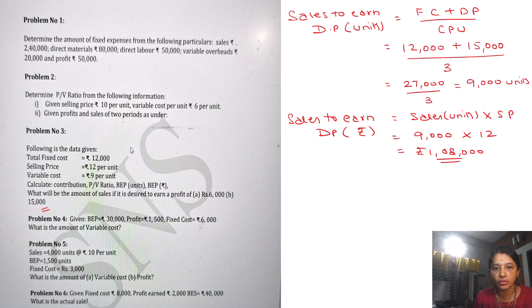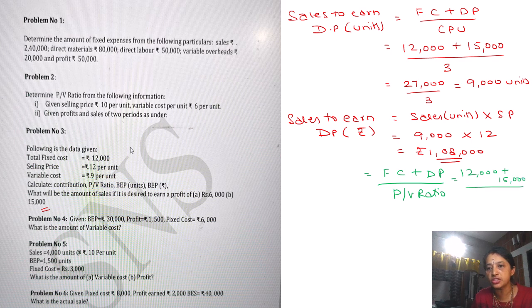There's one more formula for this. Fixed cost plus desired profit divided by PV ratio, which we found out. How much is your fixed cost? 12,000. How much is your desired profit? 15,000, divided by how much is your PV ratio? 0.25. So you get rupees 1,08,000. So this is your sales to earn desired profit.